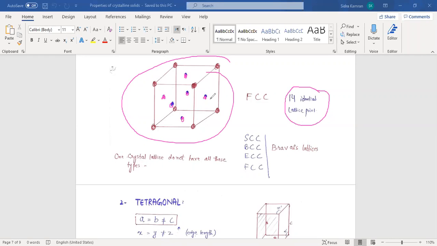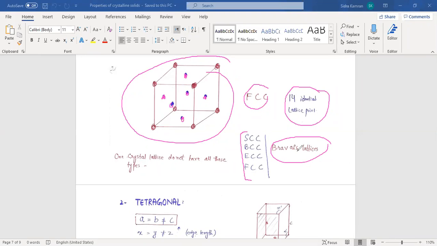Must remember, one crystal does not contain all these types. At a time, one crystal contains only one type of unit cell. It may be face centered, end centered, body centered, or simple. One crystal does not contain all these 4 types of unit cell. These 4 types of unit cell, simple, body centered, end centered and face centered, are named as Bravais lattices.